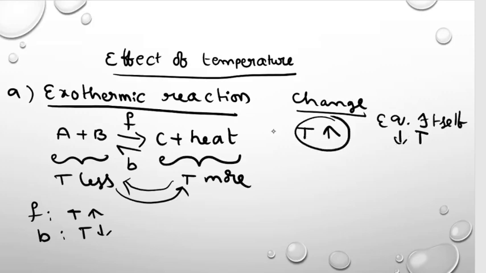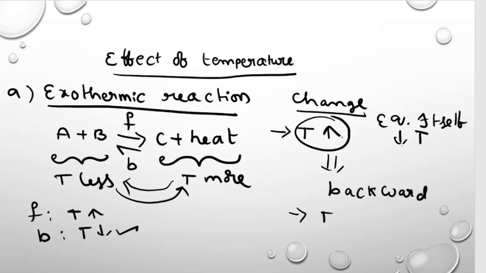Now, if we increase the temperature, the equilibrium shifts in the temperature decreasing direction. Temperature is decreasing in the backward reaction. That means after applying this change, the backward reaction takes place to the greater extent, and you can say that equilibrium shifts in the backward direction. Understand or not? And the opposite case you can take for the same equation.